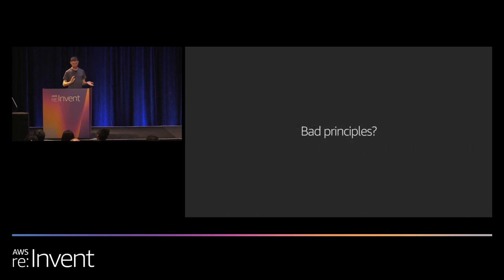So what might a bad principle look like? Is it that big a deal? I think a bad principle is something that doesn't really have an opposite. It's not really much of a decision. This is a truism, like not shipping bugs.